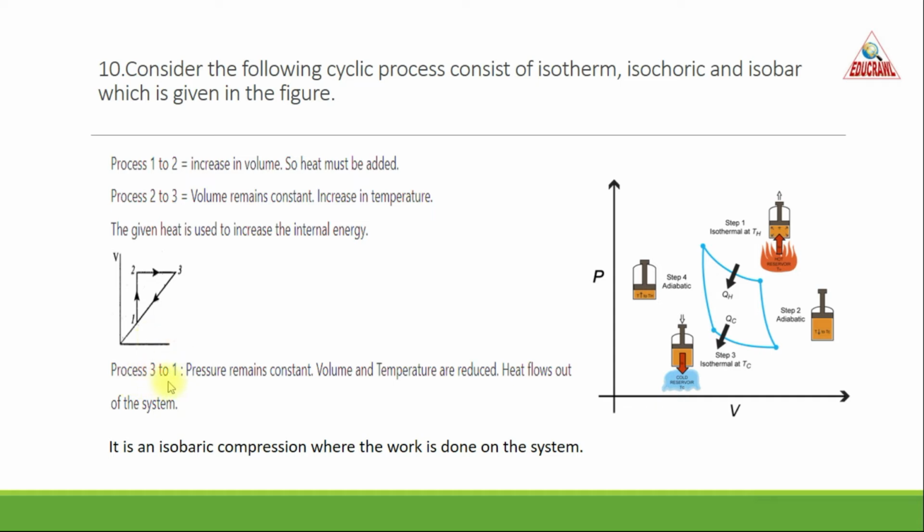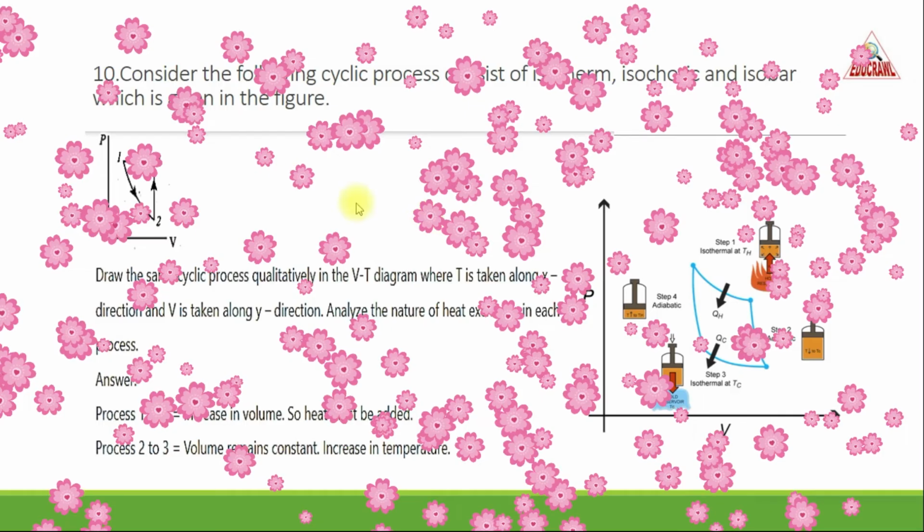Now for the process 3 to 1, here the pressure remains constant, volume and temperature are reduced. So it is along the origin from 3 to 1. It is a straight line passing through the origin, and here heat flows out of the system. It is an isobaric compression where work is done on the system.